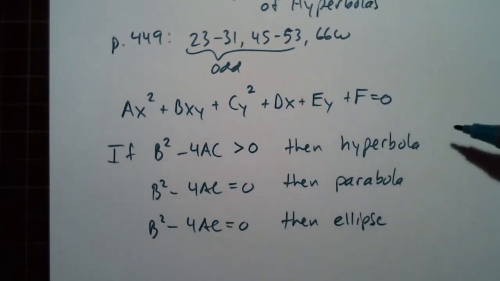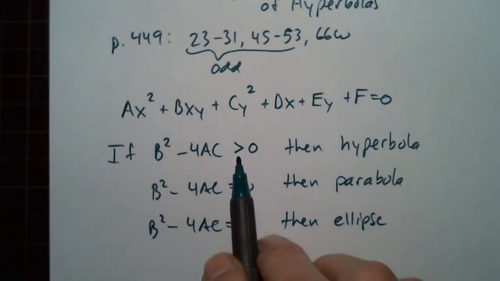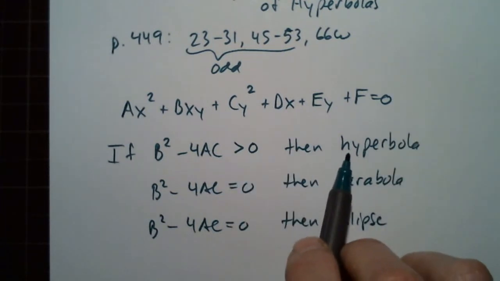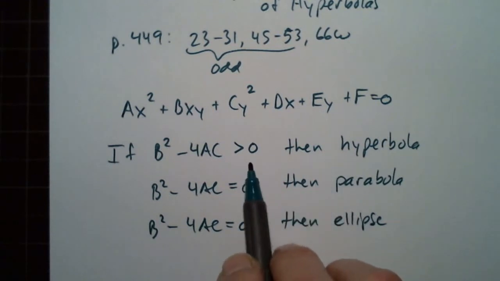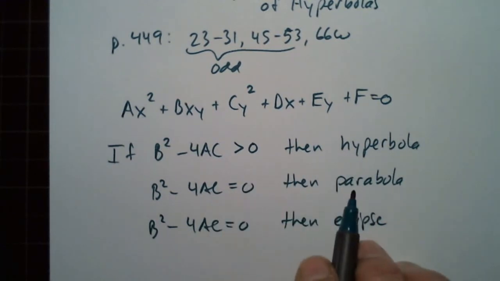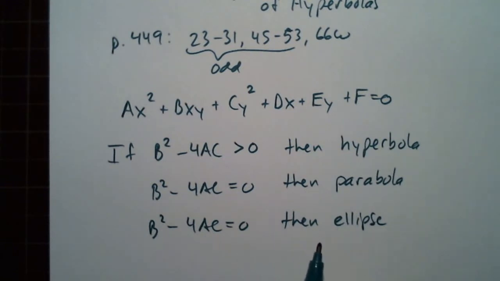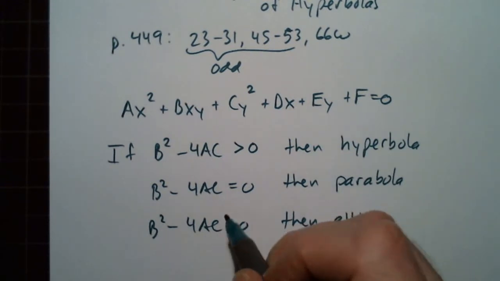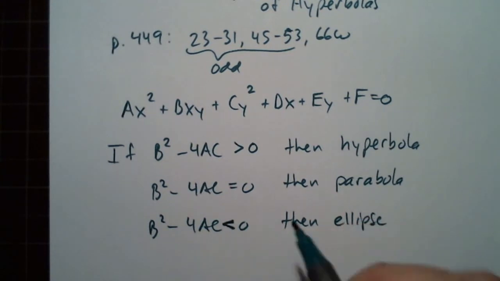A way to help you memorize this is if it's greater than 0, then hyper means above. So greater than 0, hyperbola. Equal to 0, think of a pair, parabola. And then the other one would be, oops, that should be a less than, ellipse.